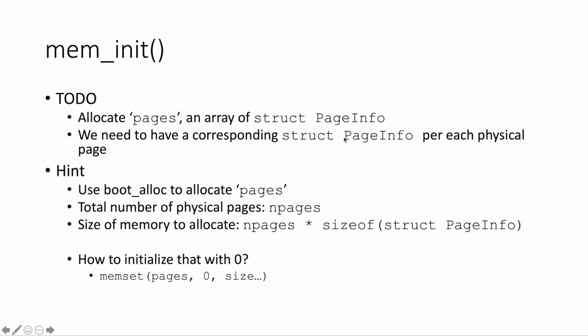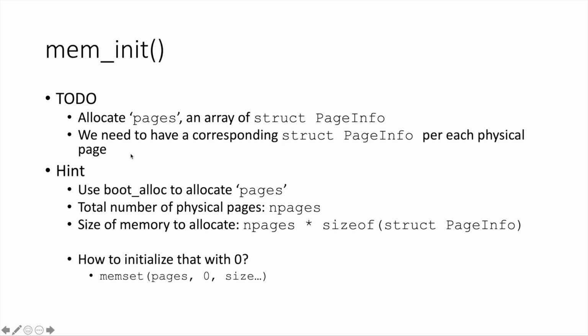More accurately, you need to allocate the memory for the variable pages, which is an array of struct page info. And the reason for doing this is that we will keep track of free physical pages by using this array, an array of struct page info. And we will need to allocate one struct page info per each physical page.